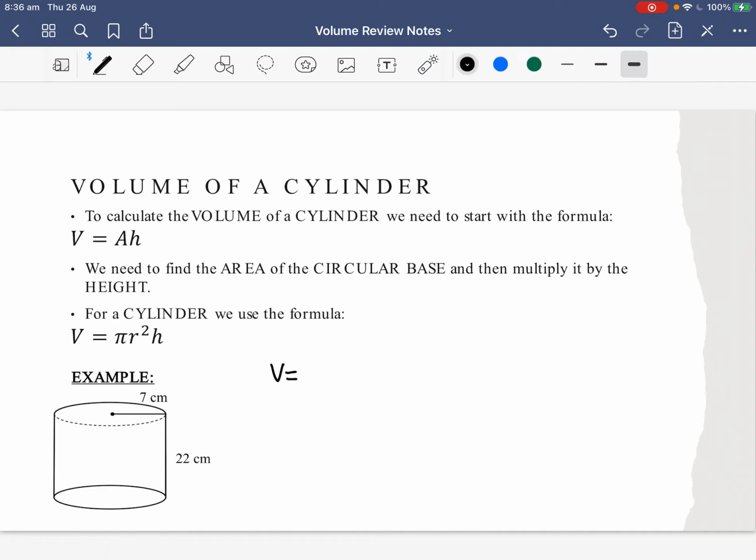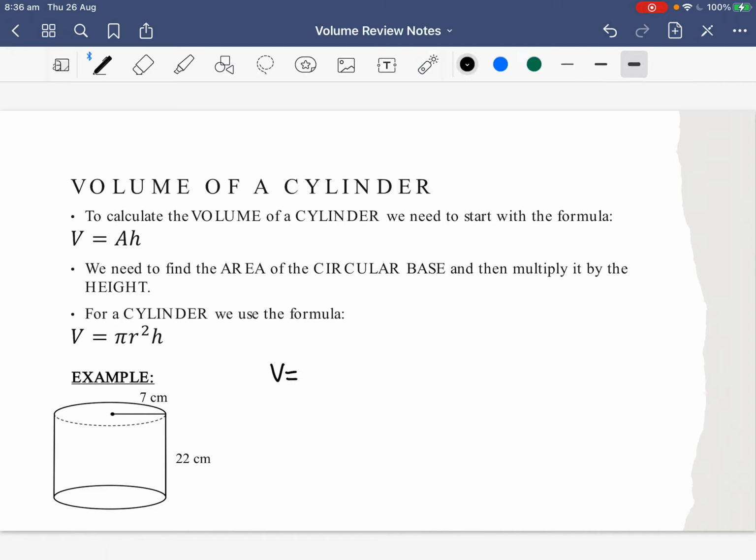I'm then going to substitute them in. So I have V equals pi times 7 squared times our height of 22. We put this into our calculator, so we have pi times 7 squared times 22, and we get 3,386.636881. Now, for a cylinder, a circle, whatever we are finding that involves pi, we should always write out the whole decimal before we round.